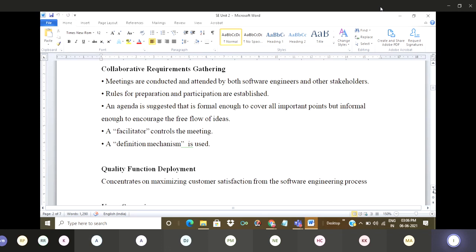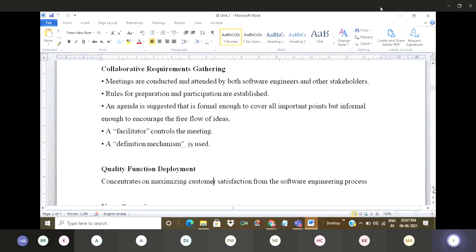Then the definition mechanism is used. These all come under collaborative requirement gathering. First, the meeting must be conducted and attended by both parties. Both parties means the software engineer and the client. Second, rules for preparation and participation are established, and an agenda is suggested to cover all the important points. The facilitator can control the meeting and the definition mechanism is used.